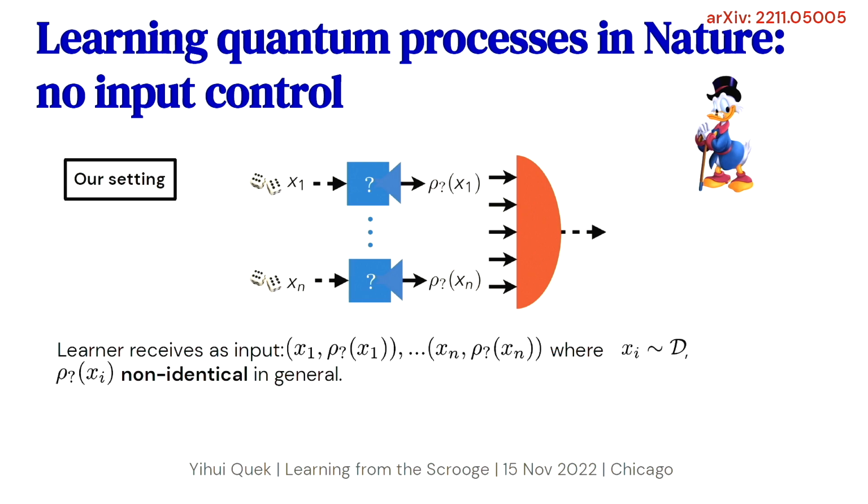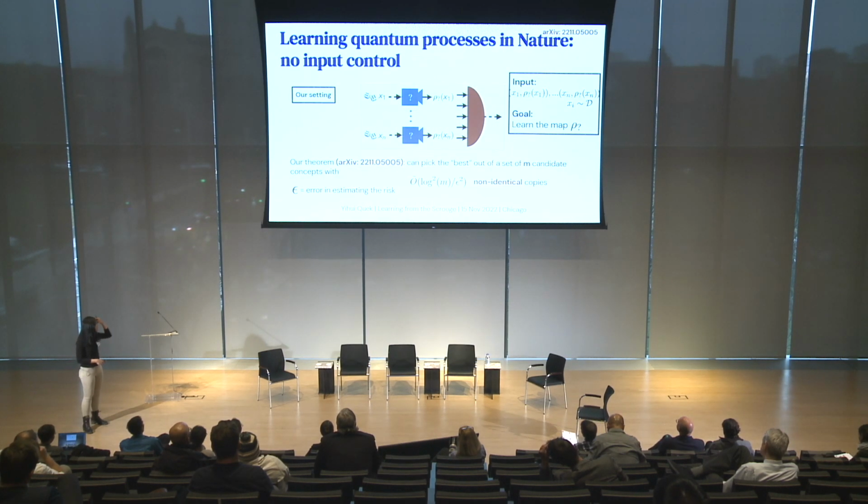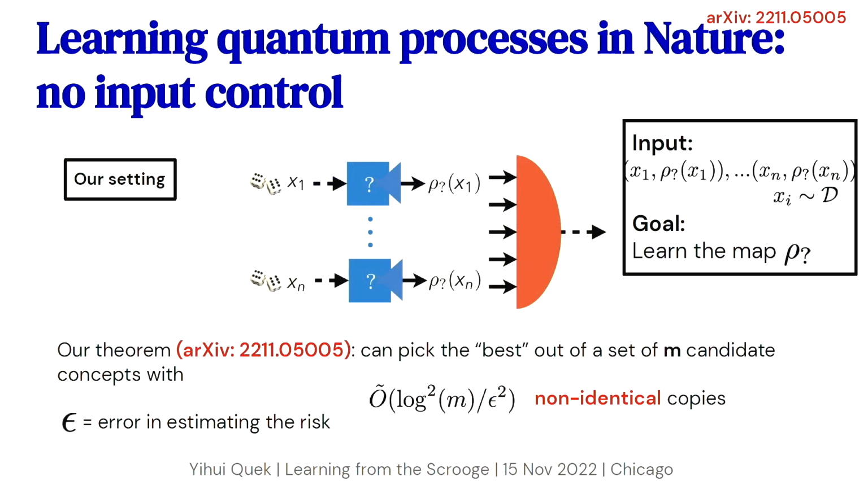And this is an assumption that previous works had. Previous works assumed that you could request many identical copies of the output of the quantum process, but we relax this assumption. So the goal is, of course, to learn the unknown quantum process. And our theorem, which is in our paper, is that in this kind of learning setting, even with so little control over the process, you can learn. So for the connoisseurs amongst you, we outline a way to do empirical risk minimization. When you have a list of m possibilities for what the unknown process could be, you can find a process that approximately best fits your observations with this number of non-identical copies of the output of the process.